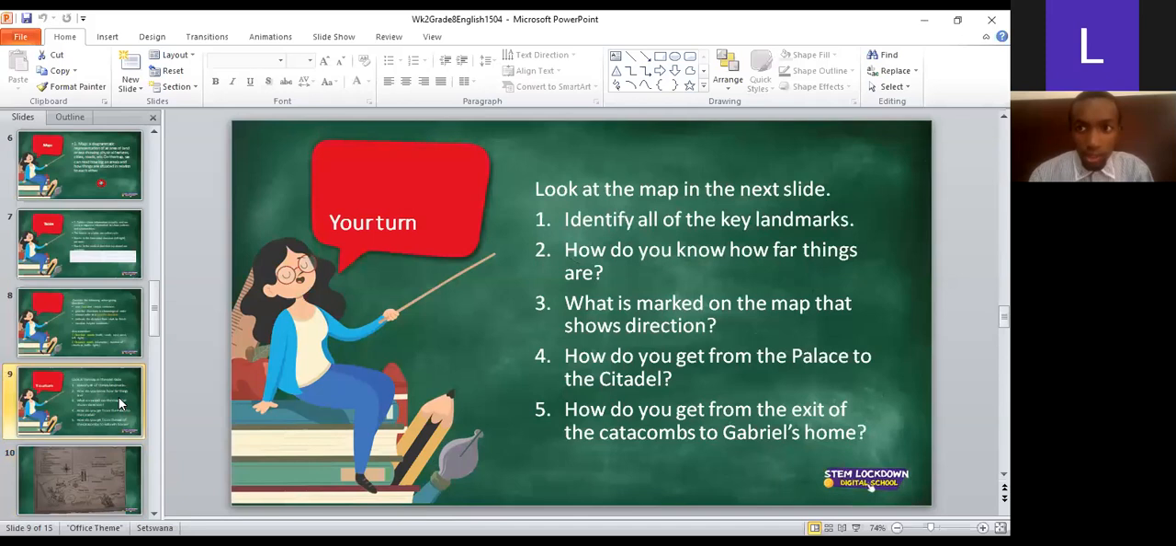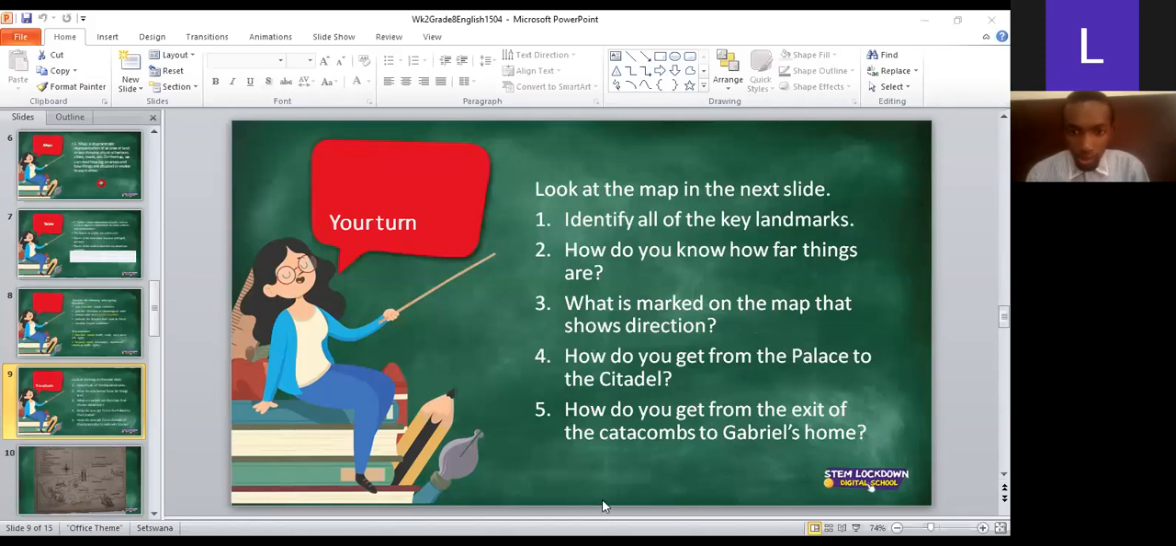The next question is, what is marked on the map to show direction? What is marked on the map to show direction? Yes, everybody is saying compass, Cesar, Divishan, Rithvik, Enrico, Natasha, Minal, Caitlin, Sanika. Wow, guys, your participation is so great. It's so wonderful. You guys are amazing. A round of applause to you all.